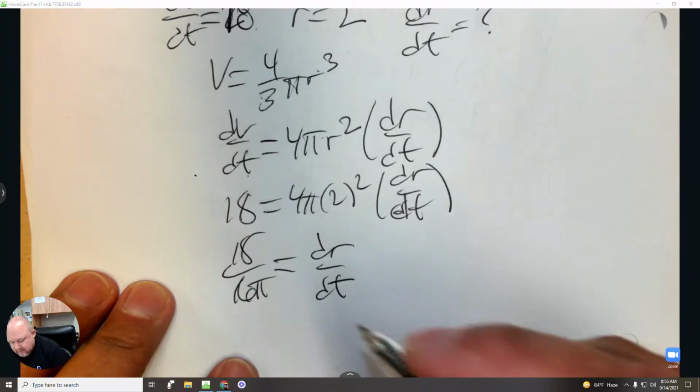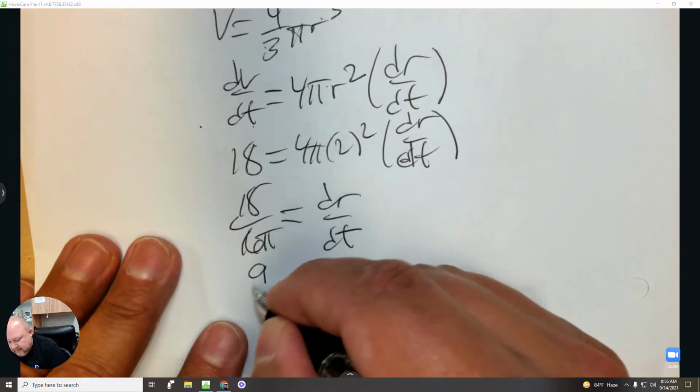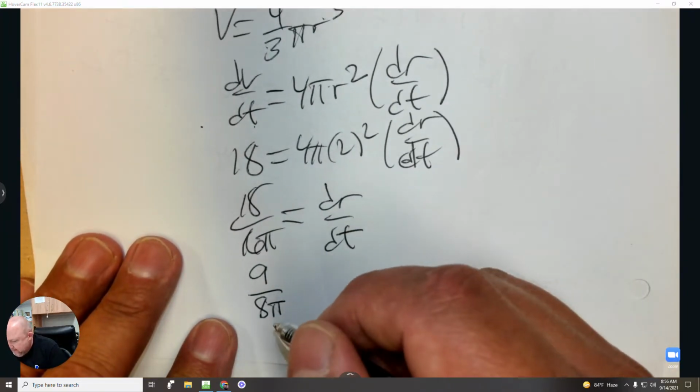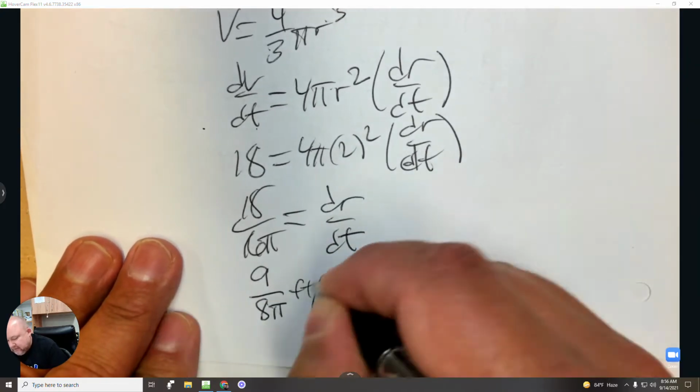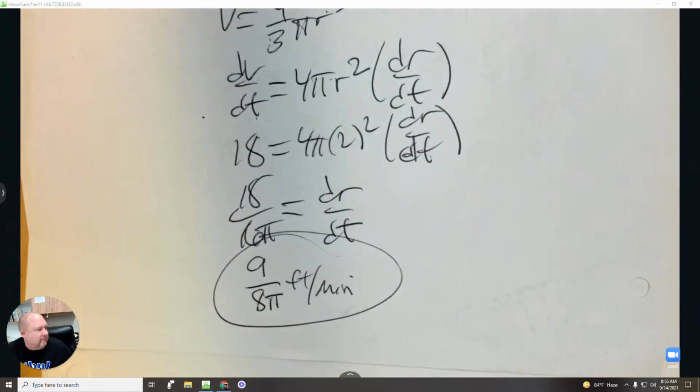And we just need units. So if I simplified it, it would be 9 over 8 pi. And do we have units for it? Yeah, feet per minute. So radius is just a length, so it's just feet per minute.